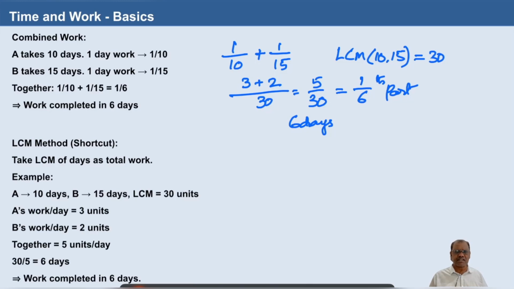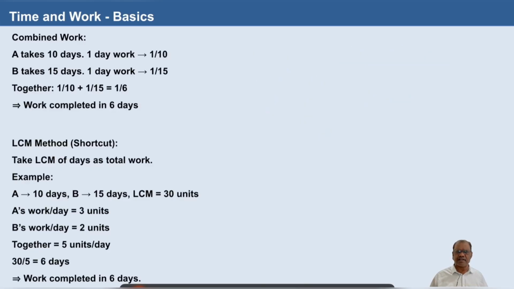When they are working together, they can do 5 units per day. Total work is 30 units. When they are doing 5 units per day, they will take 6 days to complete the work. 30 by 5 is 6. So they will take 6 days to complete the work when they are working together. This is the easy method of finding the number of days when they are working together.